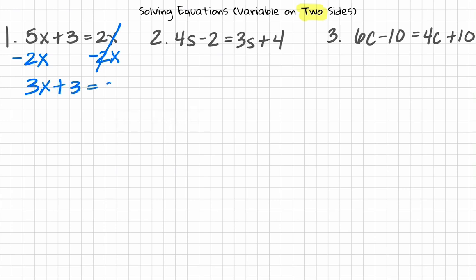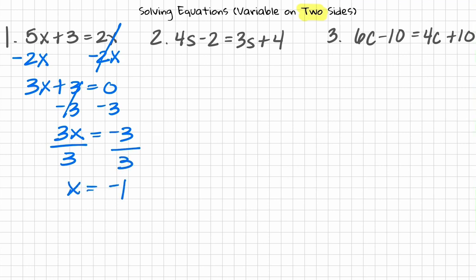plus 3 is equal to 0. I have to subtract 3 here so I can get the variable more isolated. Then we have 3x, that cancels out, equals -3. And then I have an x being multiplied by 3, so I have to divide it by 3. So then I have to divide this side by 3. And then I have x is equal to -1.